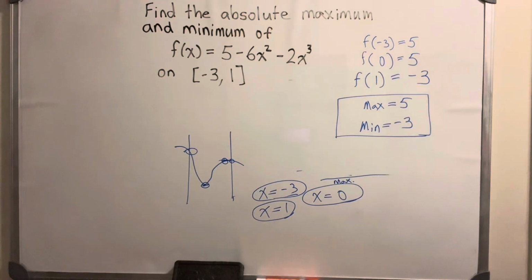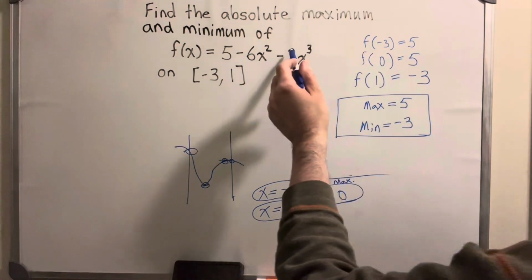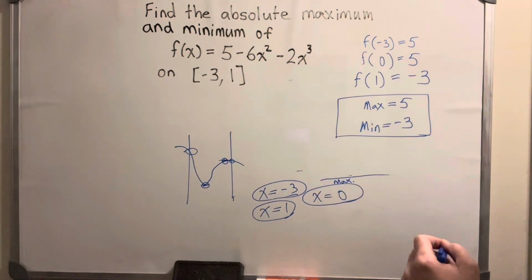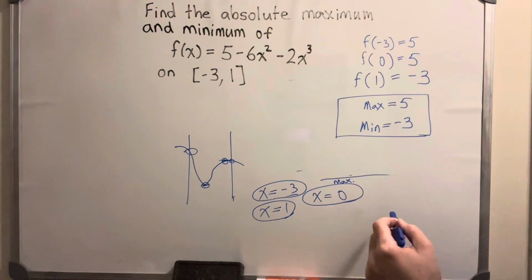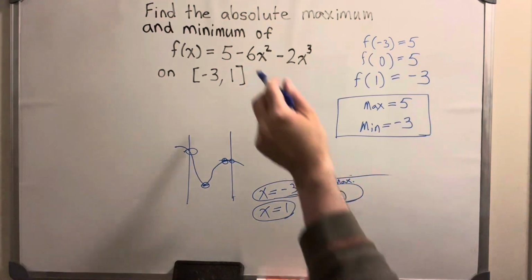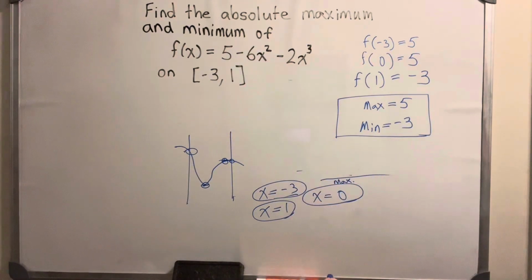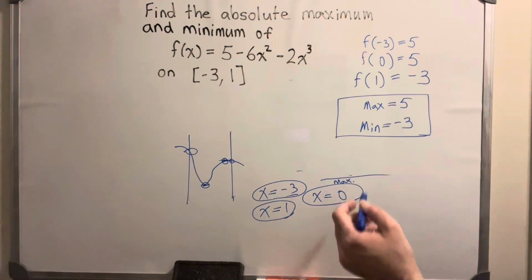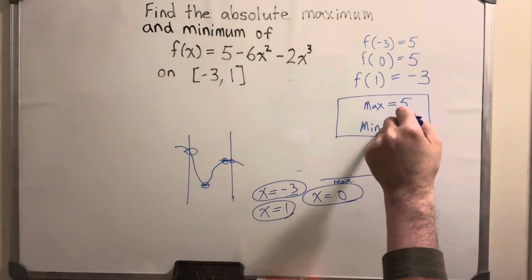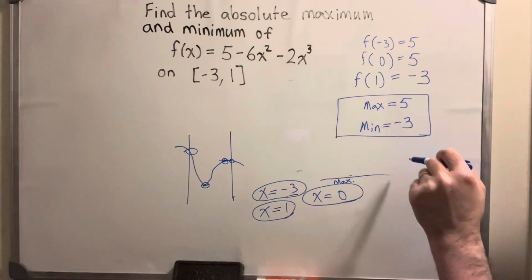So the way we solved this was we found the derivative, and we found the critical points, and we calculated the value of the original function at the endpoints and the critical points inside the range. And then we found the greatest and least of those.